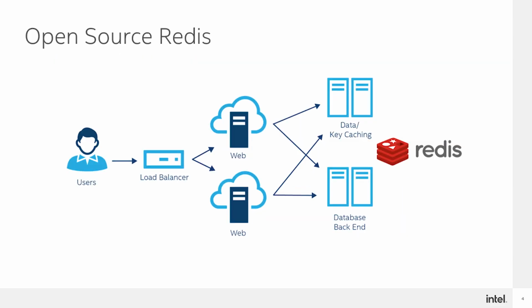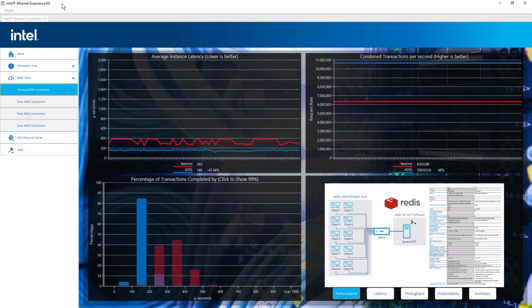Redis is an open source, in-memory data structure store used as a database, cache, and message broker. Today it's used by companies such as Twitter, GitHub, Airbnb, and so many more. We're going to compare Redis performance when the network adapter uses ADQ versus default baseline configuration. We'll compare average latency, transactions per second, and predictability on different load conditions.